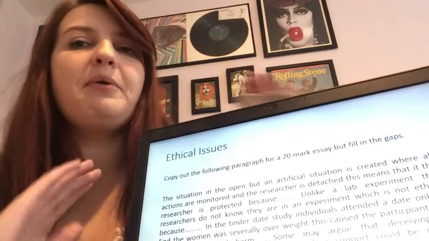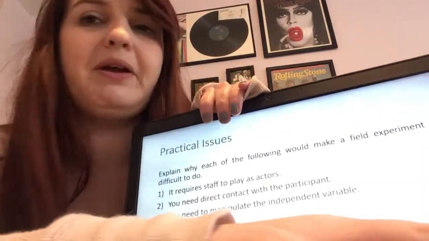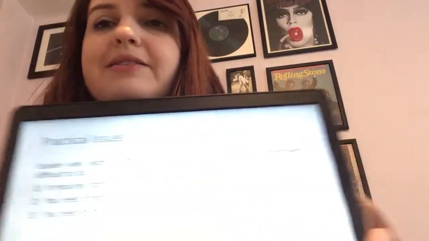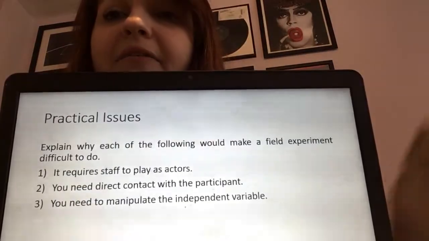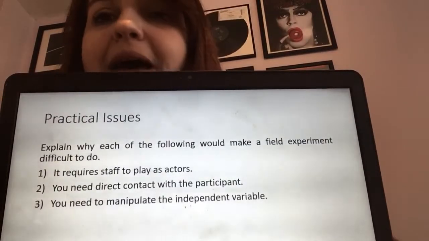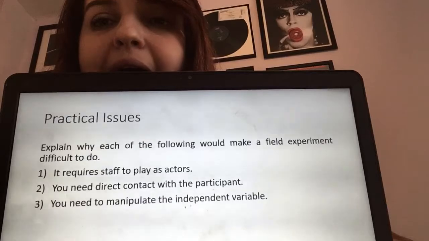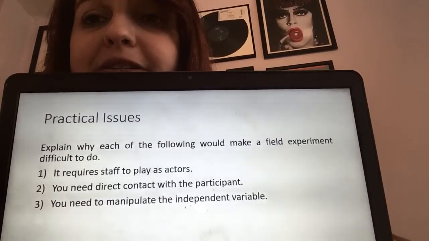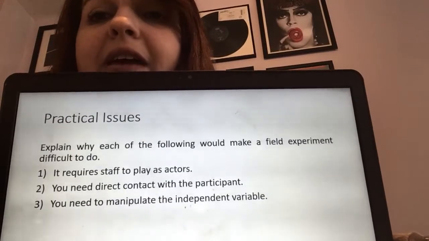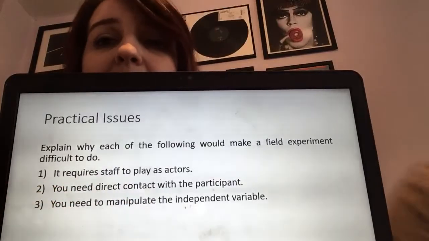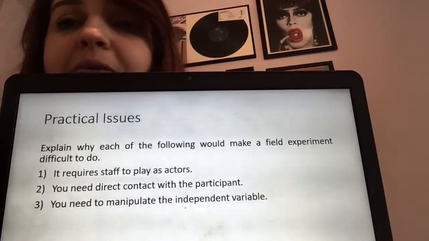Right, now with... oh, sorry, before we go on to that, we want an evaluation point. It is quite complex, but our evaluation point is the same as when we do practical issues with lab experiments. Although it's hard to do, it does allow you to isolate out the independent variable you are studying.